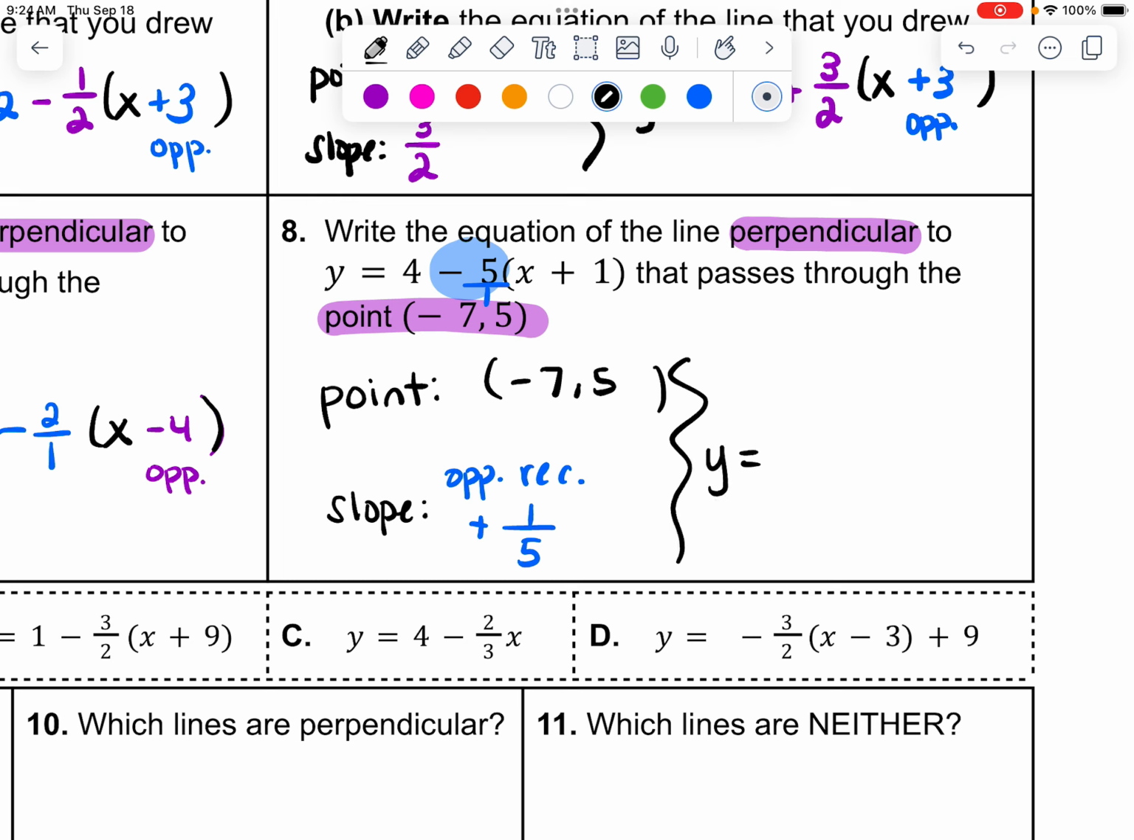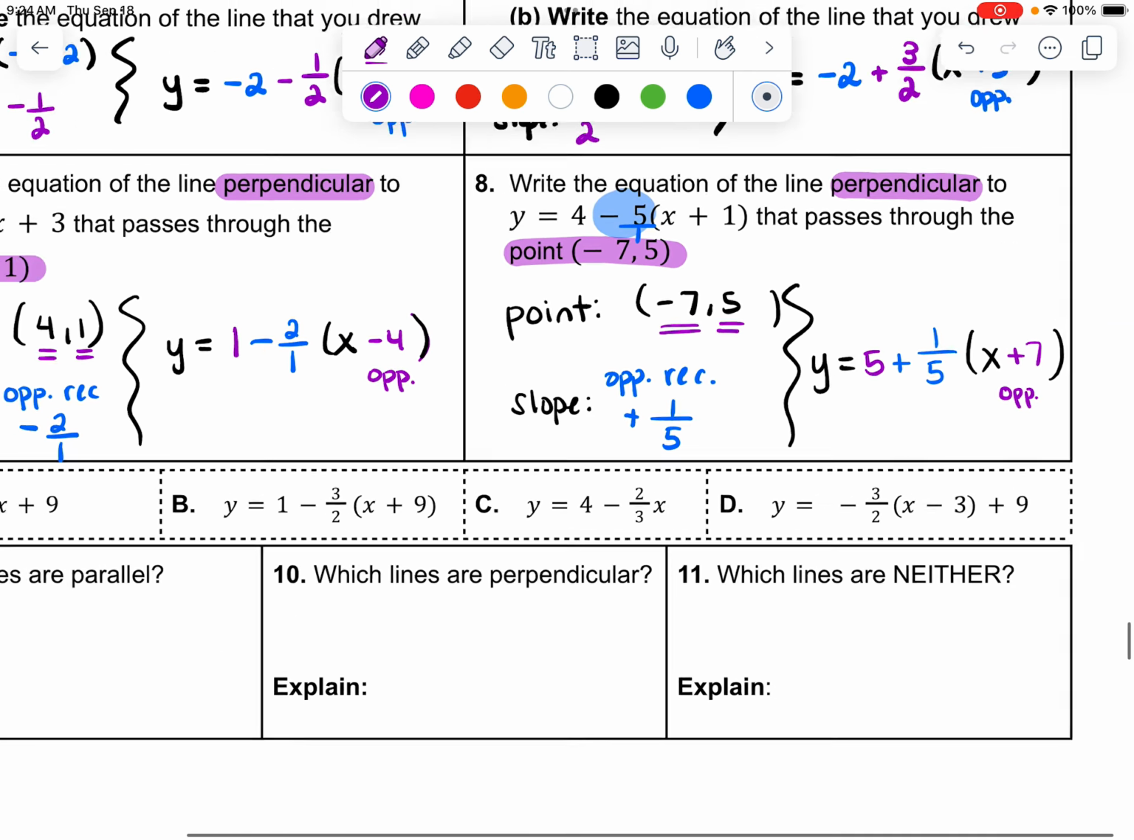So y equals my starting y, which is 5, plus 1 over 5, and then parentheses x, and then my minus 7 would become a plus 7 because it's always the opposite.